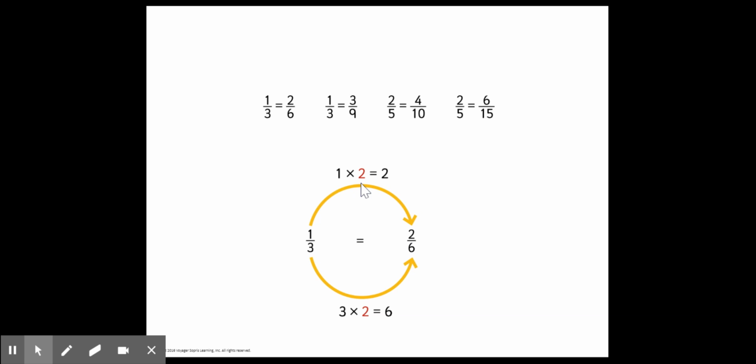1 times 2 gives us 2. 3 times 2 gives us 6. Both of these are equivalent because we use the same number to multiply to get to the second fraction.